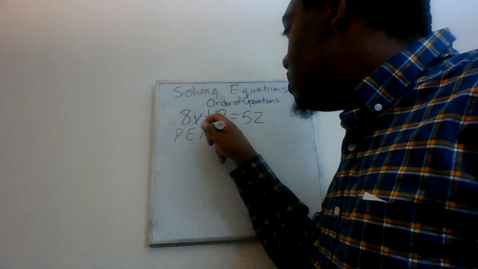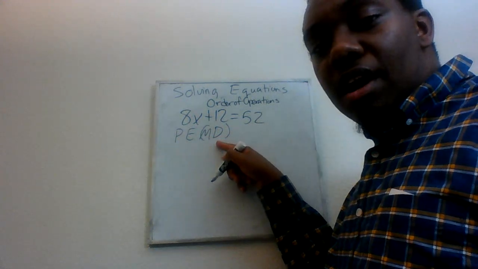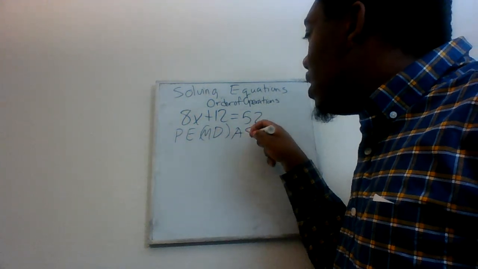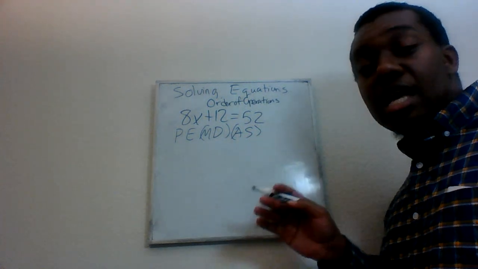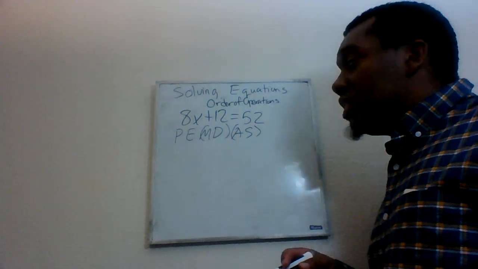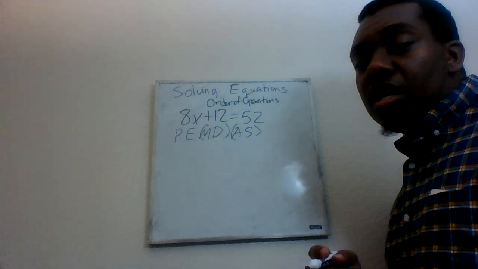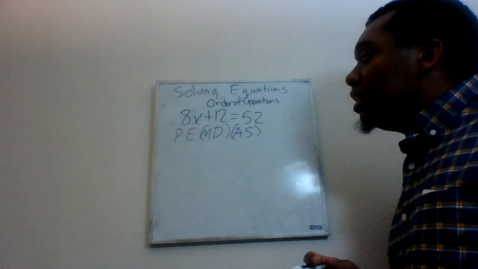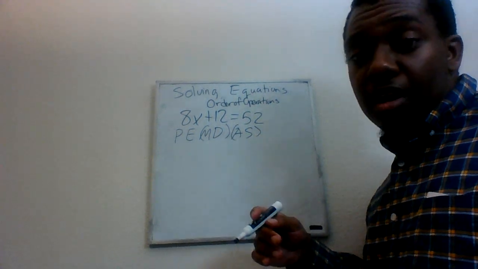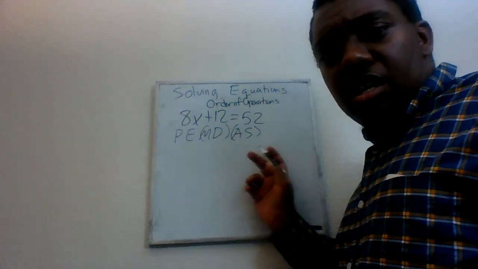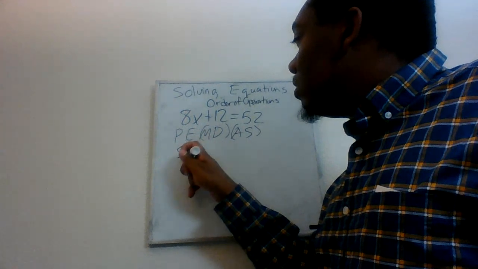Just make sure you remember that multiplication and division go from left to right, as well as addition and subtraction. Both division and multiplication go from left to right, and so do addition and subtraction. That's the most important. So the inverse of PEMDAS, if you want to call it that, is to go backwards.